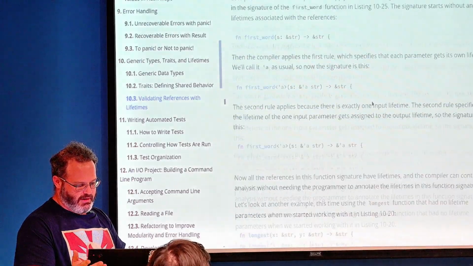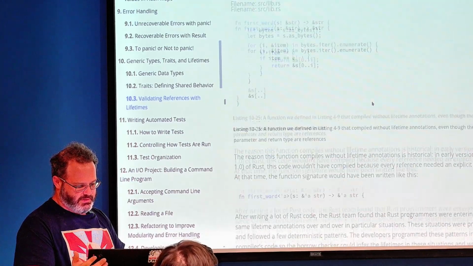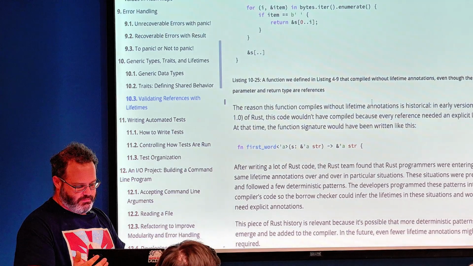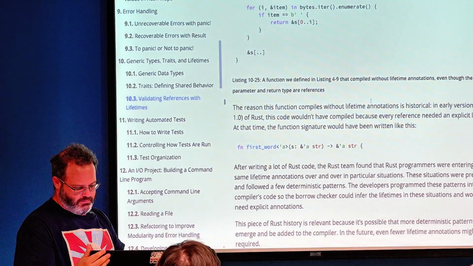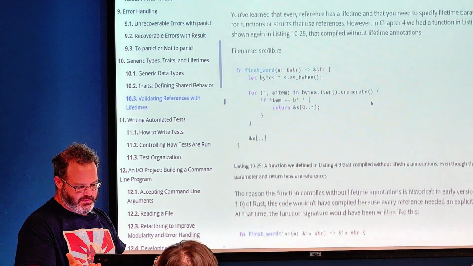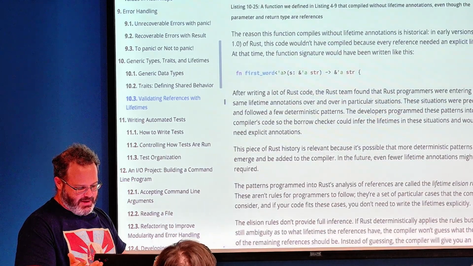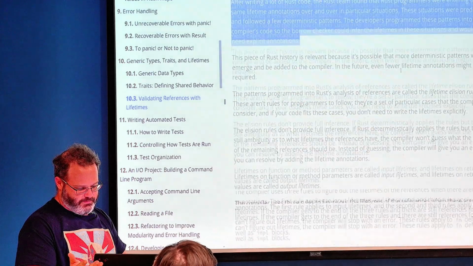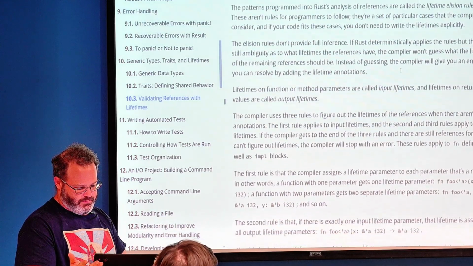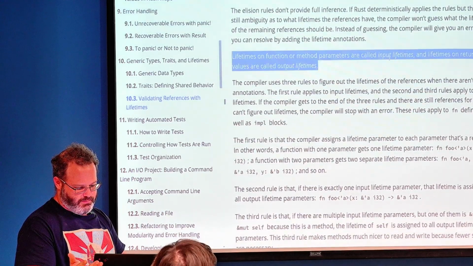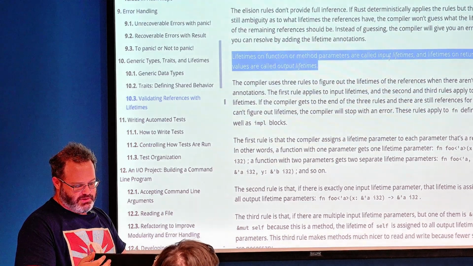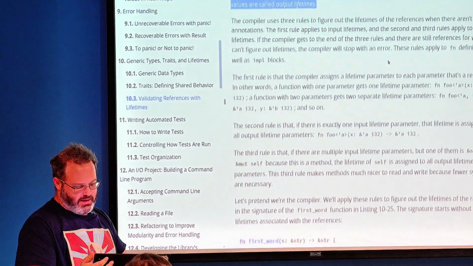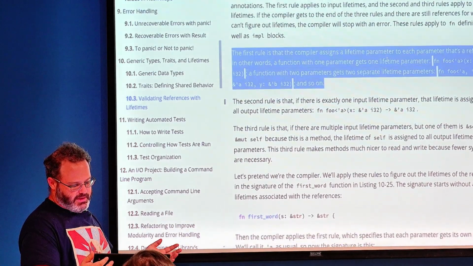Okay, they don't actually layer out like I would expect in 1, 2, and 3. I don't want to read all of this. I just want to find the 3 rules. The first rule is the compiler. Lifetimes on functions or method parameters are called input lifetimes, and lifetimes on return values are called output lifetimes. Okay, yada, yada, yada. Here we go. There we go. Okay, so there's the first rule.